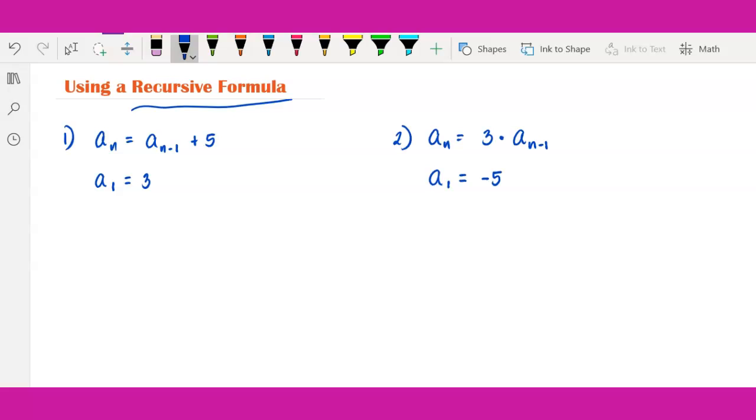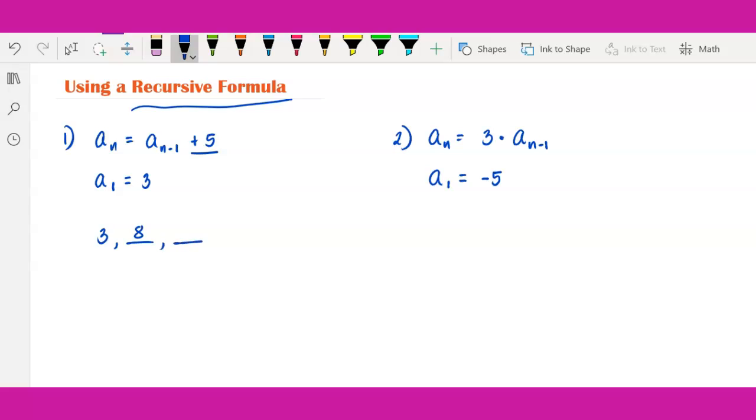Another piece of information given to you is that a sub 1 is equal to 3. So a sub 1 is the first number in the sequence. What this recursive formula is telling you is that if the first number is 3, you find the next number after the first by just adding 5. So it's going to be 3 plus 5, which is equal to 8.